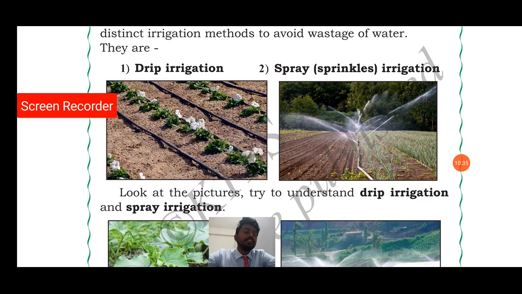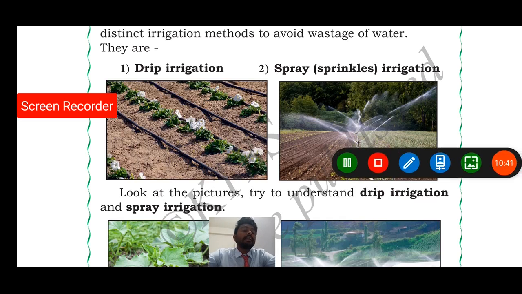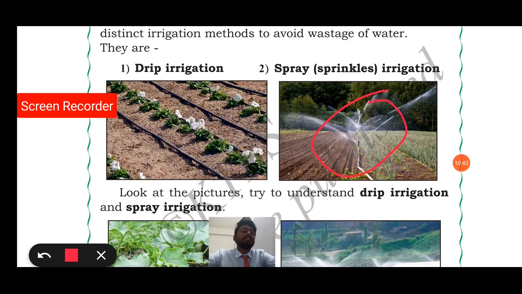You can see the second one, spray or sprinkler irrigation. It means sprinkler irrigation. See, this is a spray system. Nowadays farmers also take the benefit of these. Water is not wasted at that time, whether it is drip irrigation time or spray irrigation time.